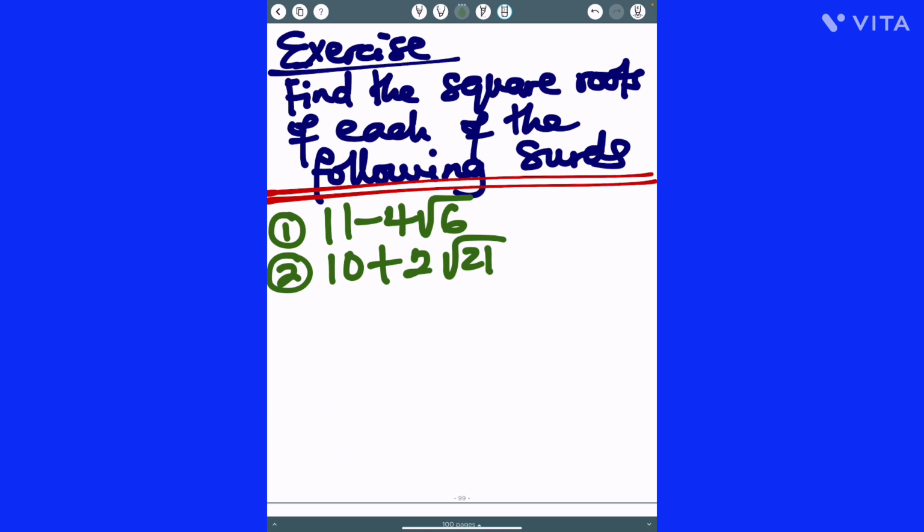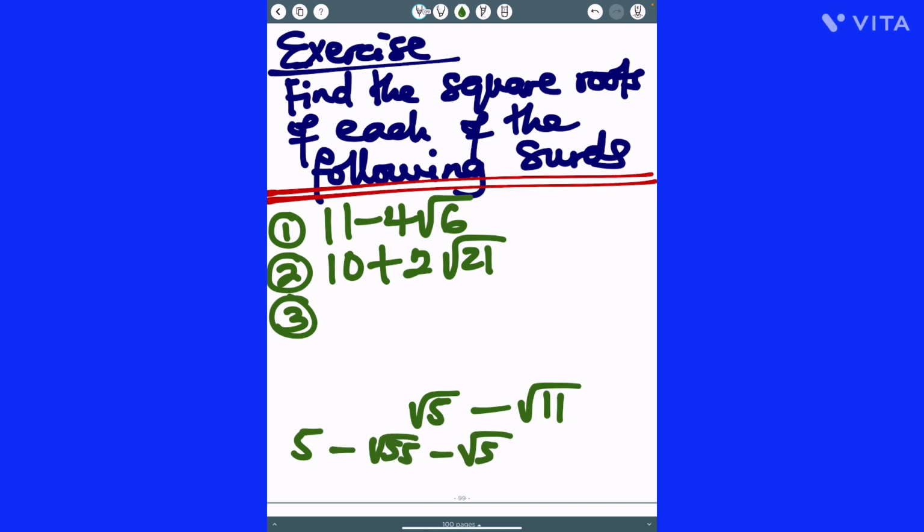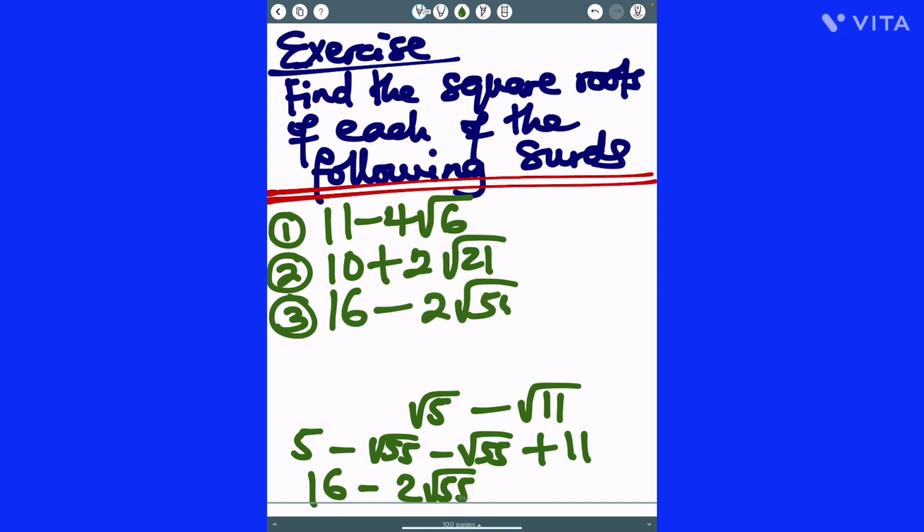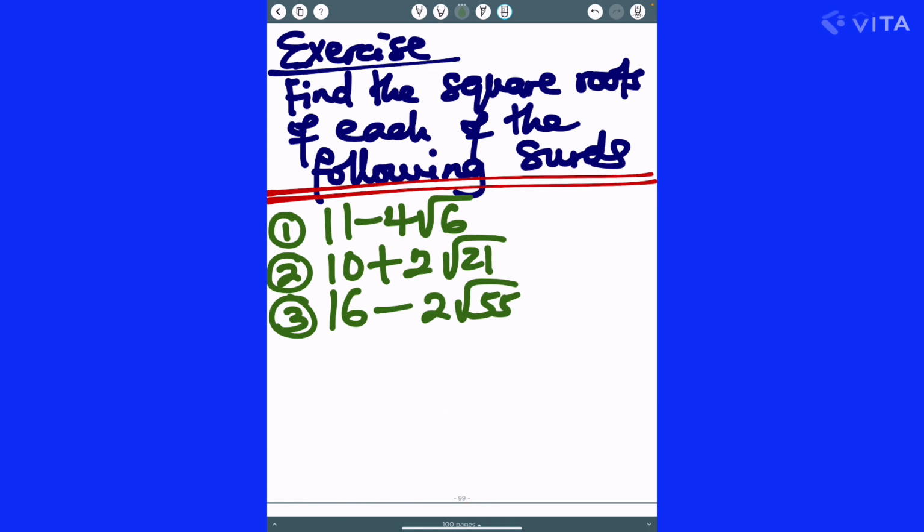So let's form the third question. Number 3. Let's just pick anyone. Root 5 minus root 11. Root 5 times root 5, that's 5. Minus root 55, minus root 55, plus 11. So 5 plus 11, 16 minus 2 root 55. So your third question is 16 minus 2 root 55. Your answer should be root 5 minus root 11 or root 11 minus root 5.